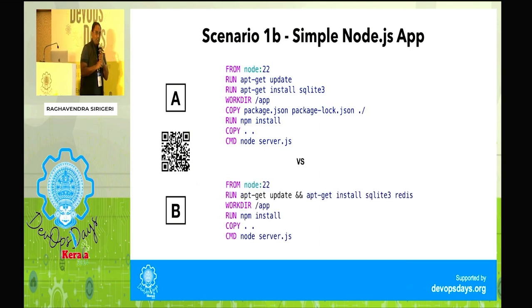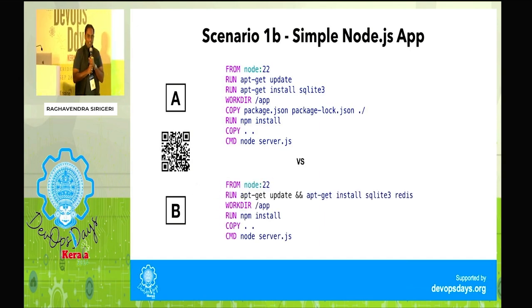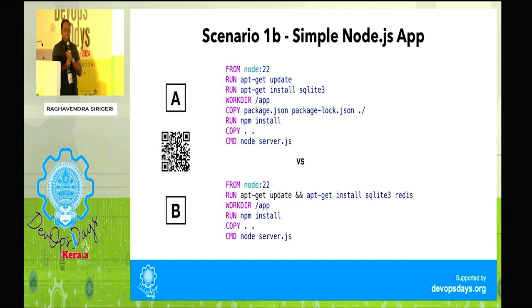You can also again vote here. Are you guys able to make out what the difference is between these two Docker files? So the main difference is the run apt-get update and apt-get install SQLite 3 is in two different lines. Here, they're all in the same line. So let's see what the results look like.